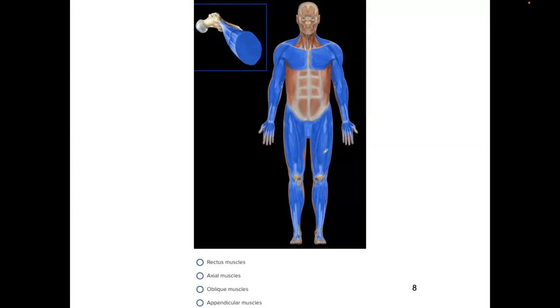Okay, now we're looking at what's in blue. Well, even though we haven't done any muscles yet, by process of elimination, the rectus abdominis, well, that's this. So it can't be that. Axial muscles, we know axial refers to everything here in the center, so it can't be that. Oblique, well, that means like on a diagonal, well, those would be these, abdominal obliques, so it can't be that. So the only thing left that's highlighted in blue are the appendicular muscles.